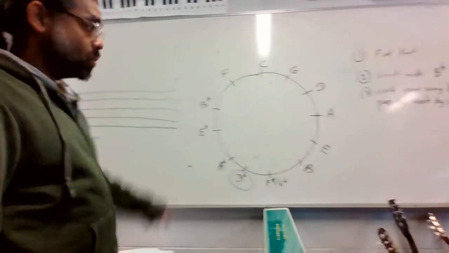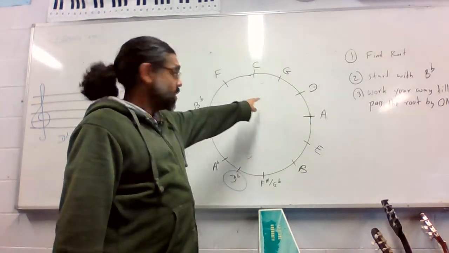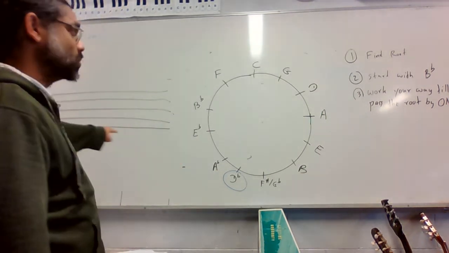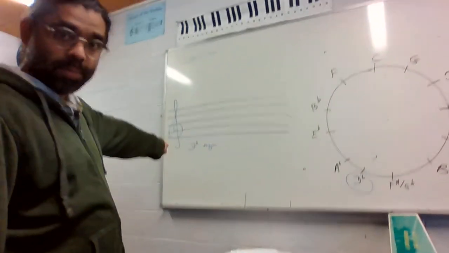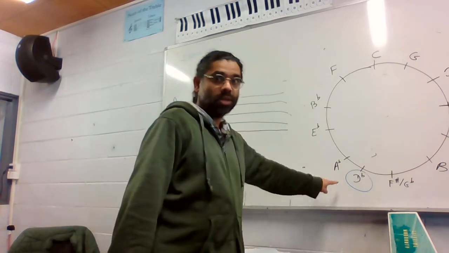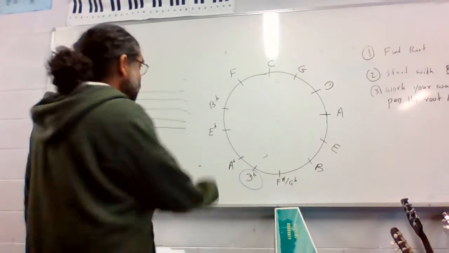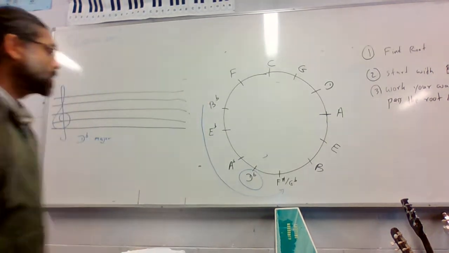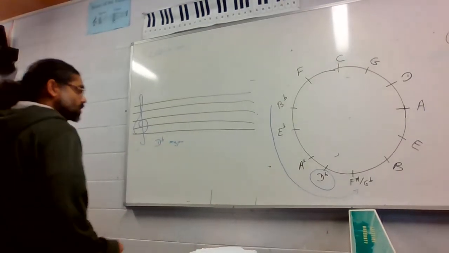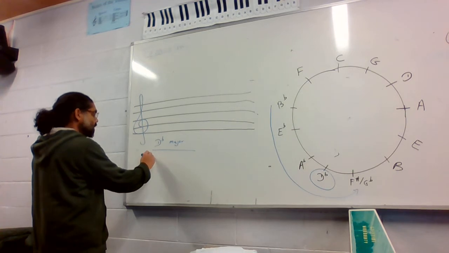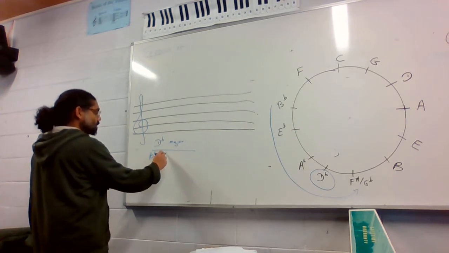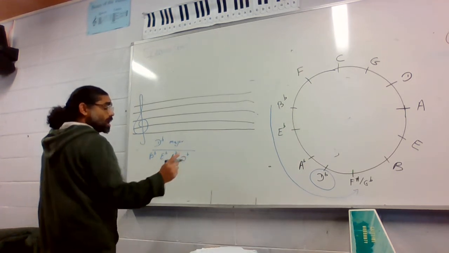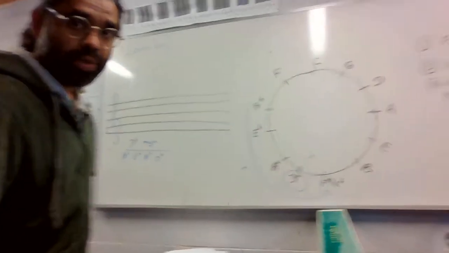And the third step, work your way. Which direction? Do we go this way? No, we don't go that way. We go this way. Work your way till you go past the D flat. Past the root. What's the root? D flat. Because we're doing D flat major, see? We've circled our D flat major. We need to go one step past the root. So starting on B flat, like that, until we end up there. So let's write down the key now. D flat, E flat, A flat, D flat.